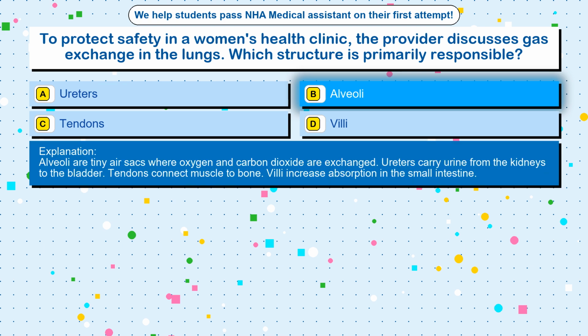Alveoli are tiny air sacs where oxygen and carbon dioxide are exchanged. Ureters carry urine from the kidneys to the bladder. Tendons connect muscle to bone. Villi increase absorption in the small intestine.